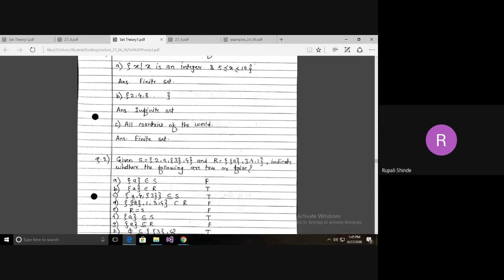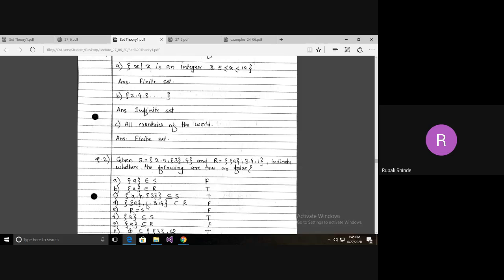Next, set A, 4 and set 3. This set is a subset of S. Now check whether all these elements are present in S. A is present, 4 is present, and set 3 is also present. Yes, that's why this one is a true statement.